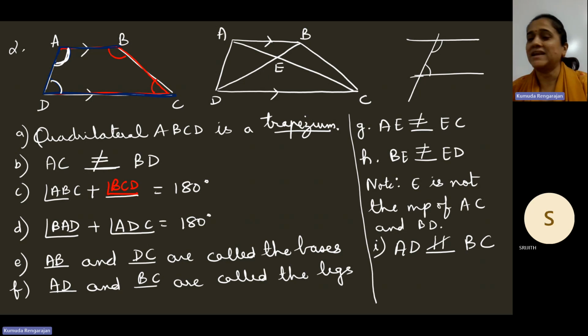So AD is not parallel to BC because it's a trapezium. A trapezium is a quadrilateral in which one pair of opposite sides is parallel and the other pair of opposite sides is not parallel.